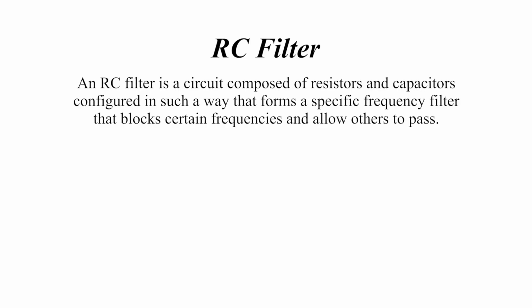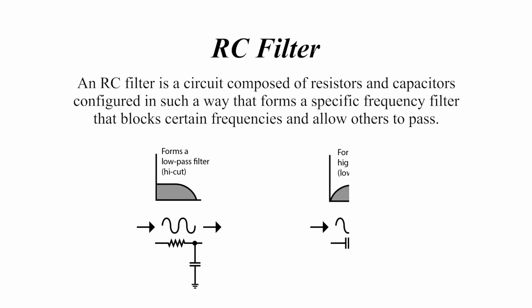An RC filter is a circuit composed of resistors and capacitors configured in such a way that forms a specific frequency filter that blocks certain frequencies and allows others to pass. Commonly, RC filters are arranged to either create high-pass filters, allowing only high frequencies to pass, or low-pass filters, allowing only low frequencies to pass. The values of the components determine the cutoff frequency, which is the point at which the filter starts to block frequencies from passing.